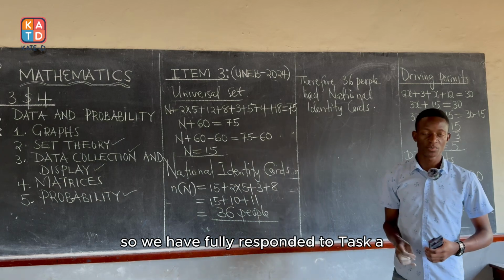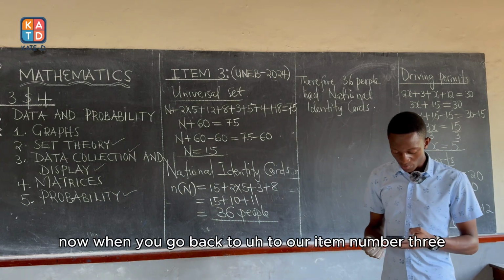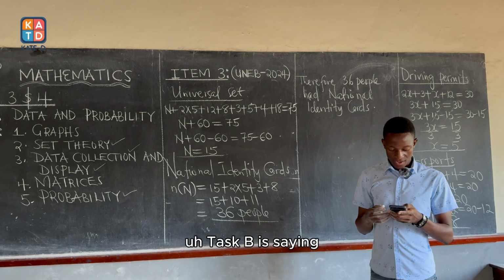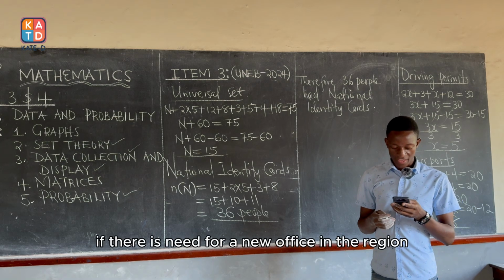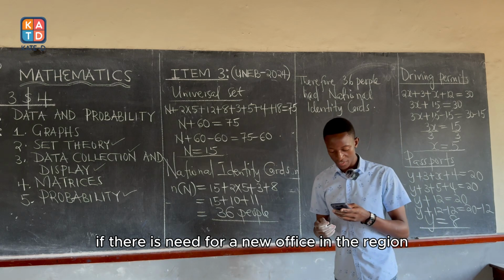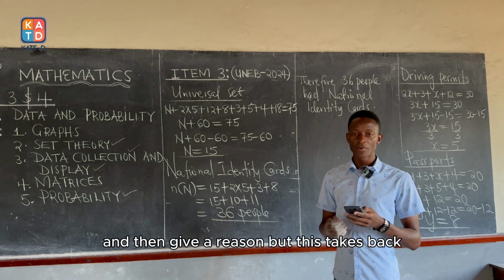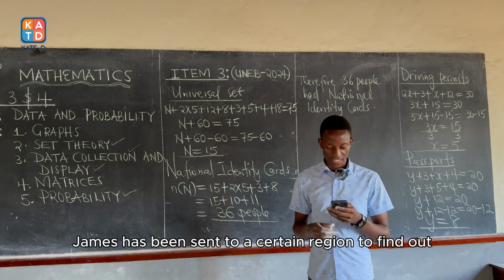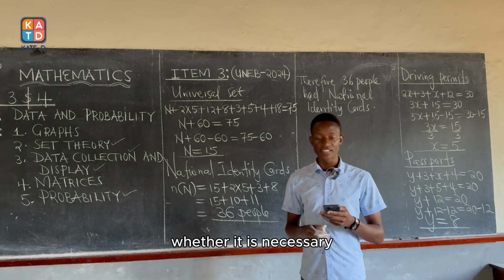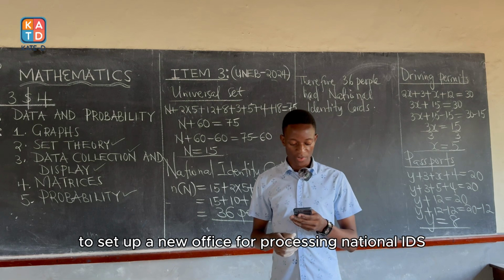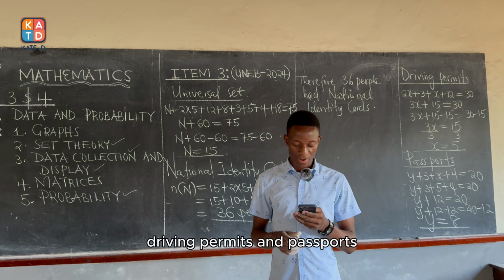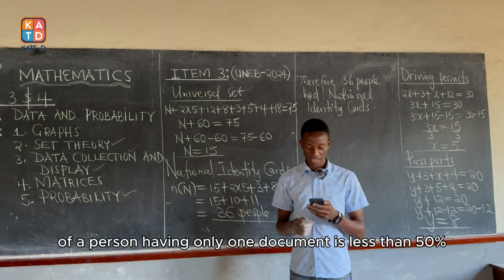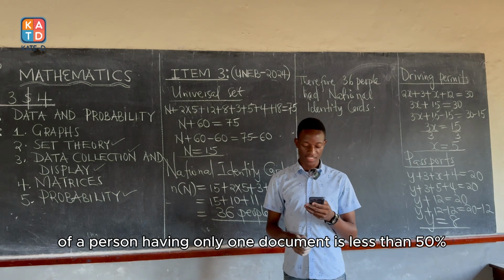So we have fully responded to task A. Now, when you go back to our item number 3, task B is saying determine if there is need for a new office in the region, and then give a reason. But this takes us back to the scenario where James has been sent to a certain region to find out whether it is necessary to set up a new office for processing national IDs, driving permits, and passports, if the probability of a person having only one document is less than 50%.